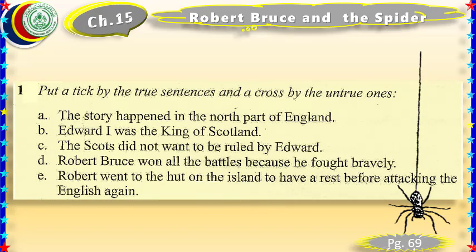Dear students, this is the first exercise. In this first exercise, we shall put a tick by the true sentences and a cross by the untrue sentences. The story happened in the north part of England. The story did not happen in England. The English army attacked Scotland. To attack Scotland, the English army should be in Scotland. This means the story happened in Scotland, not in England. We shall do this exercise.